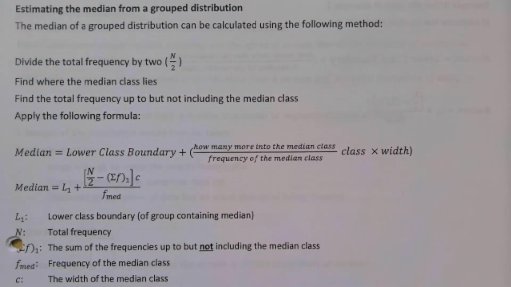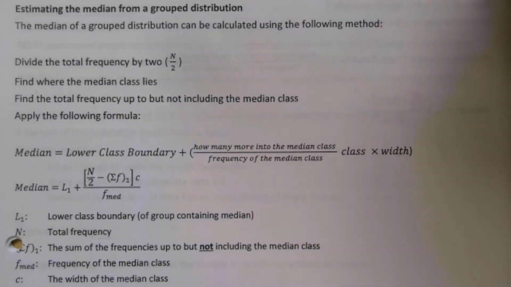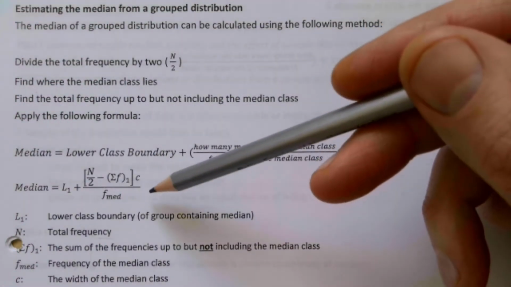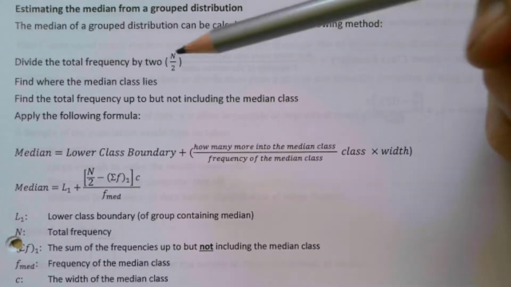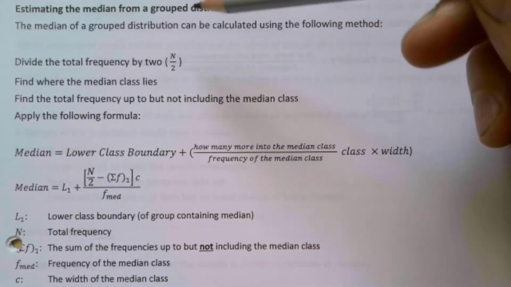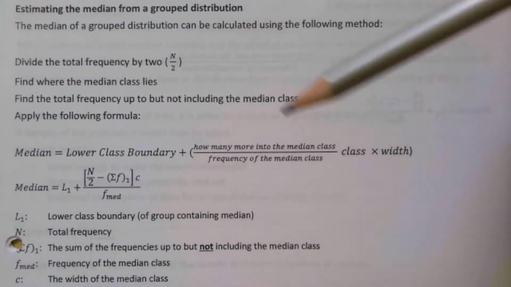Okay, this is GCSE Maths. We're on Unit 18 of the Accelerated Maths bit. We're on statistics, and this is estimating the median from a group distribution. It's quite a scary looking formula, but we'll talk ourselves through it and see if we can make any sense of it. So the median of a group distribution can be calculated using the following method.